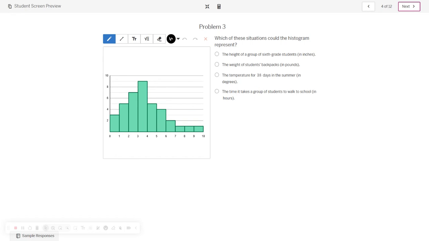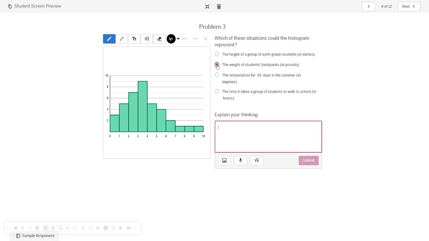The weight of someone's backpack in pounds. A 10-pound backpack, that's kind of light, but let's check the other ones. A temperature for 38 days in the summer? No. Summer degrees, even in Celsius, you're looking like 30 or 40 degrees. 30 being you're wearing shorts, 40s you're in the middle of the desert, but you're looking at least double digits. Fahrenheit, definitely no, that's frozen. Anything below 32. The time it takes students to walk to school in hours. Ooh, I hope that it doesn't take you 10 hours to walk to school.